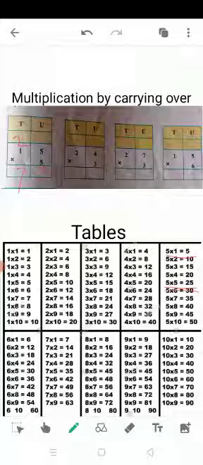Understood everybody? I repeat once again. The sum is 15 multiplied by 5. Firstly I read the table of 5 till 5.